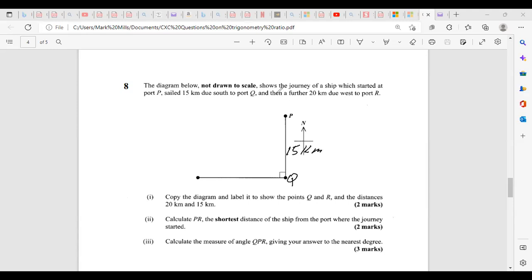Then we continue the journey. They say it then goes a further 20 kilometers due west. Where is west? Is it left or right from the Q? Left. So to point R, that means here will be R. From Q to R, what's the distance? 20 kilometers. So first question, copy the diagram and show the points Q and R. The distance, 20 kilometers and 15 kilometers. So we've done that. That is A.